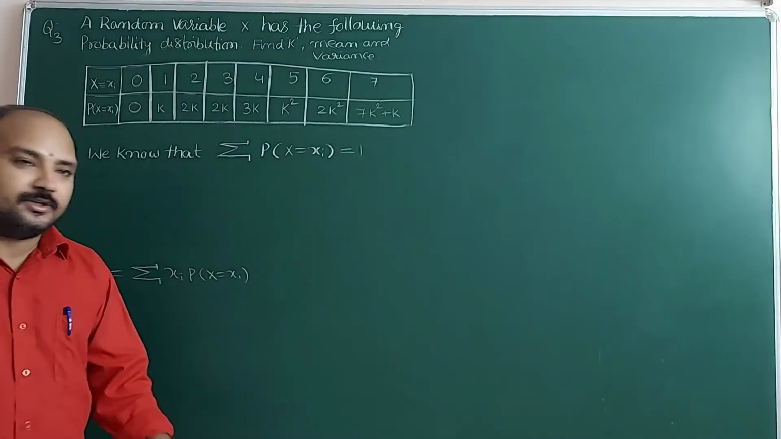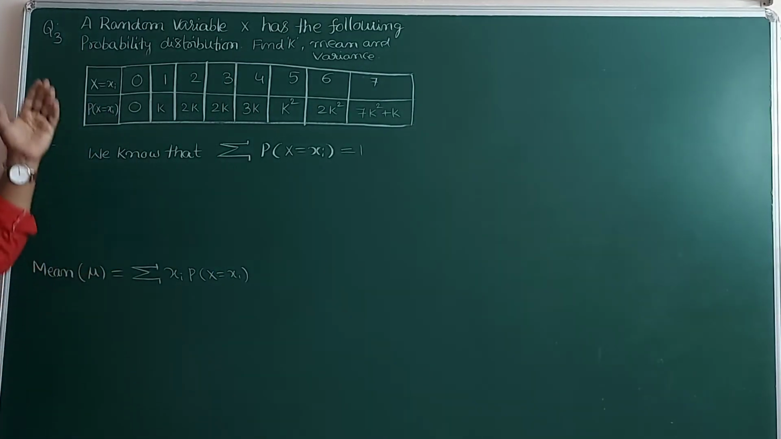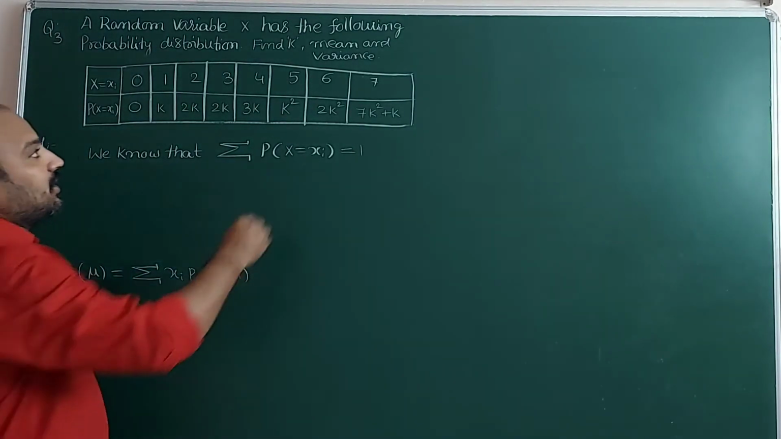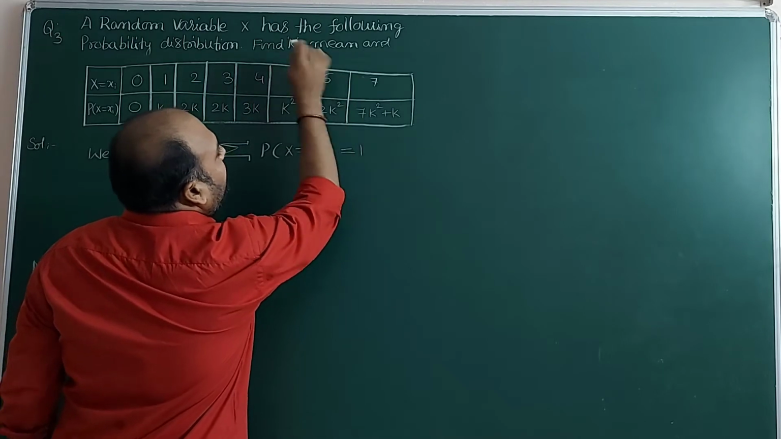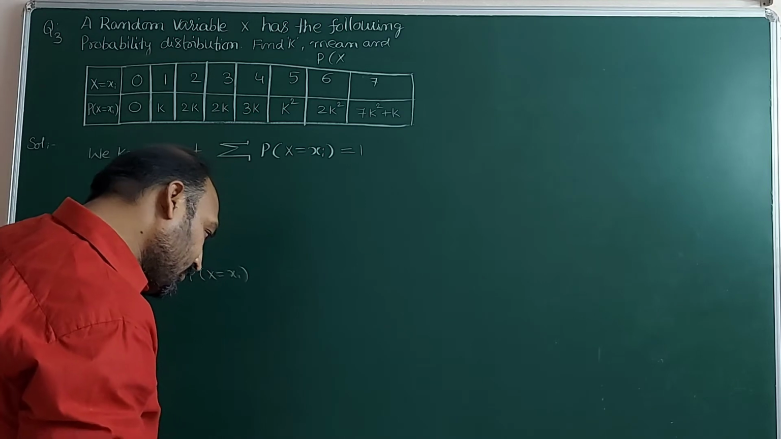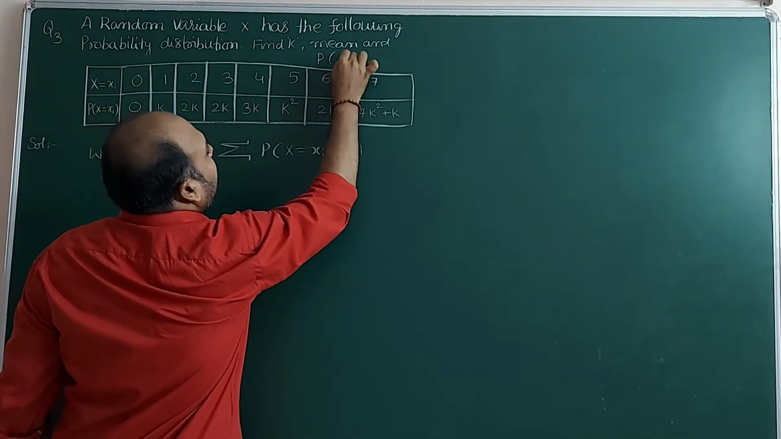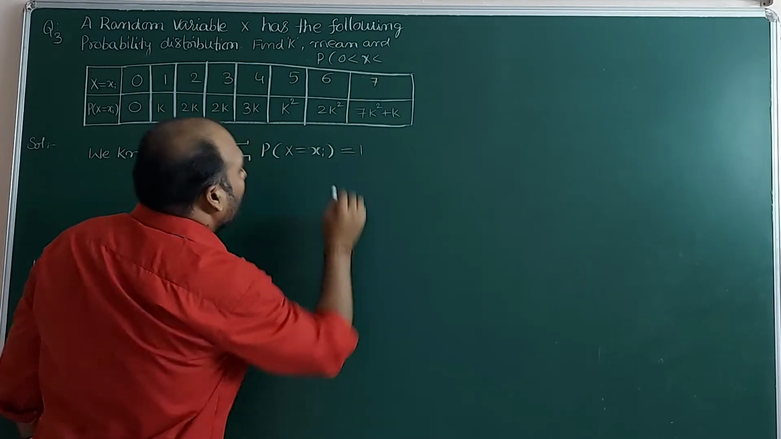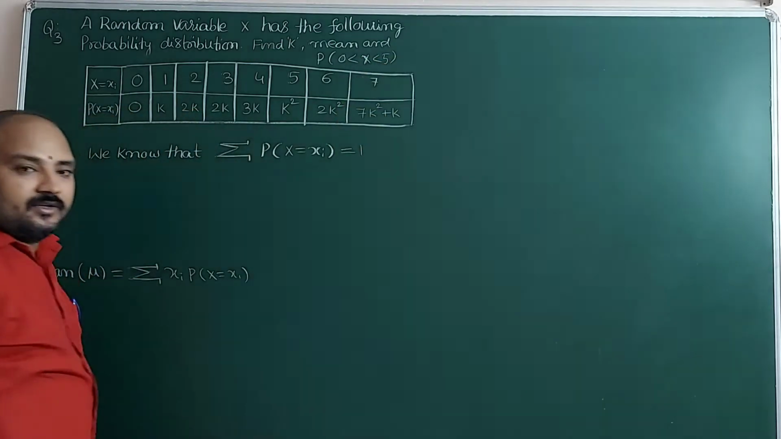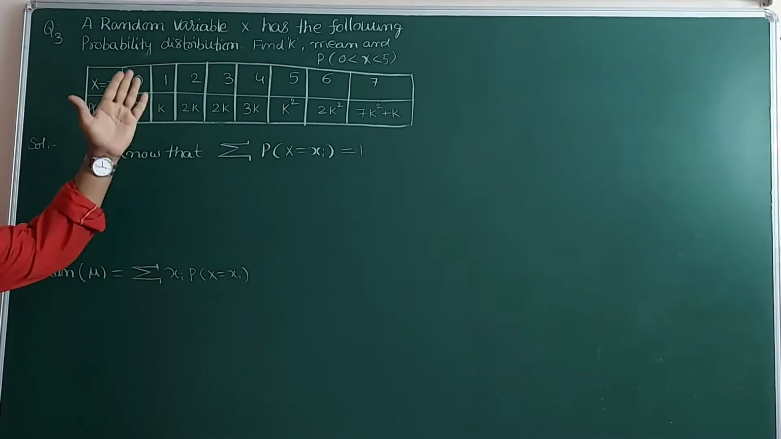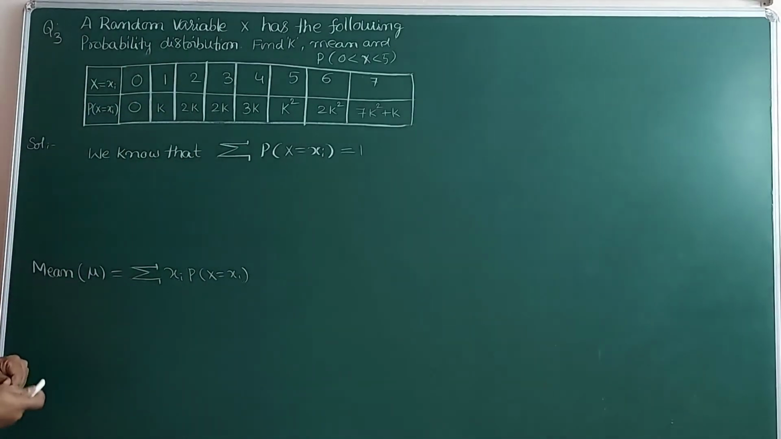Next question number 3. A random variable x has the following probability distribution. Find k, the mean, and P of 0 is less than x is less than 5. They are asking for P of 0 less than x less than 5, and the value of k and the mean. So this is the question.